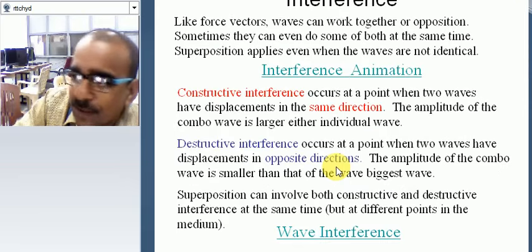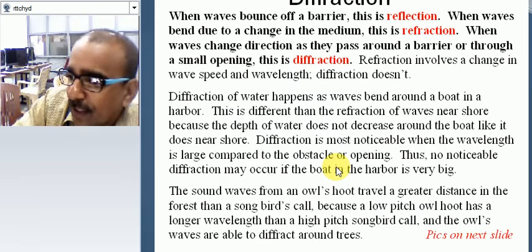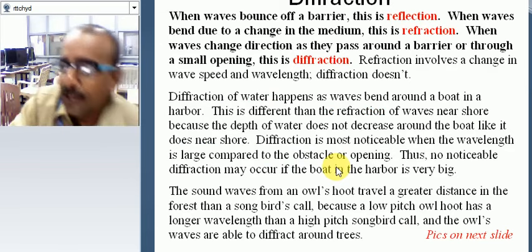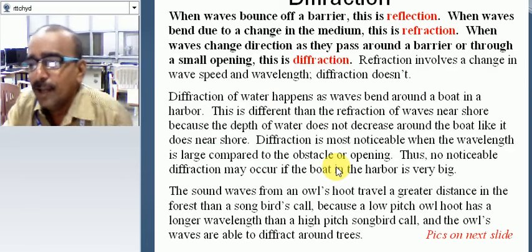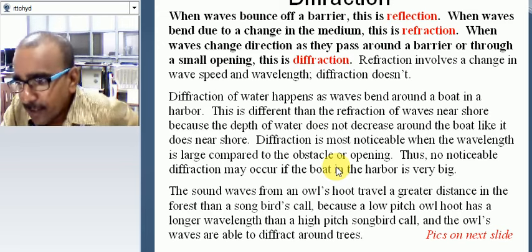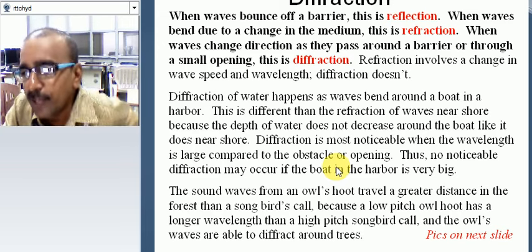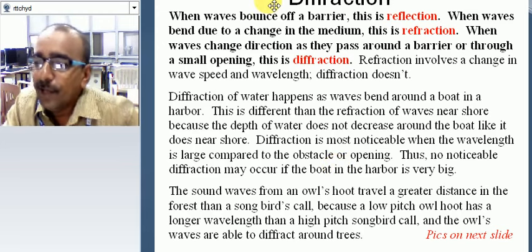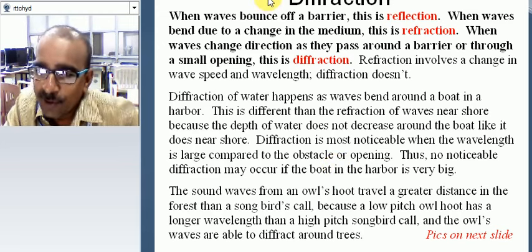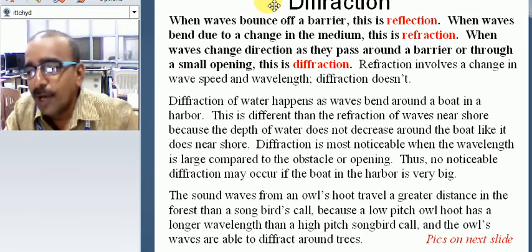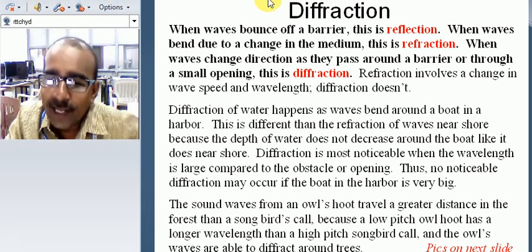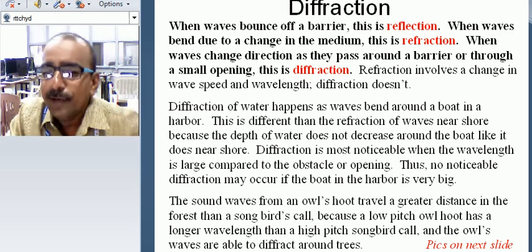Next comes the diffraction. Before going to diffraction, just go through the first three lines. When waves bounce off a barrier, this is called reflection. When waves bend due to a change in medium, this is refraction. When waves change direction as they pass around a barrier or through a small opening, this is called diffraction. Normally, while playing with glass items, we generally observe all these three types of phenomena.